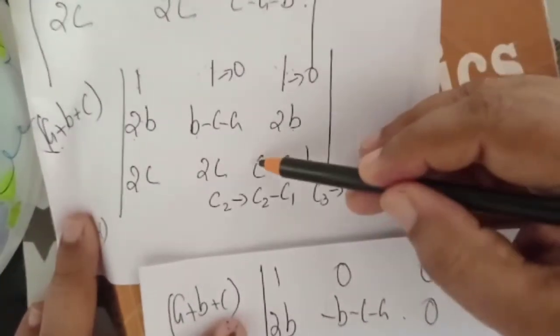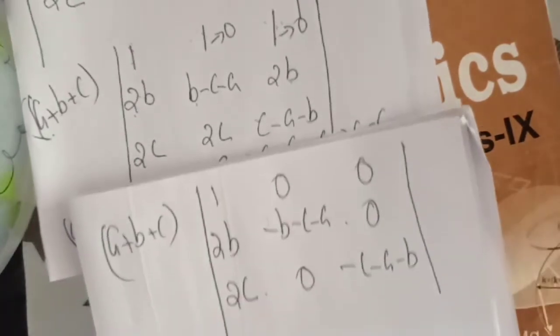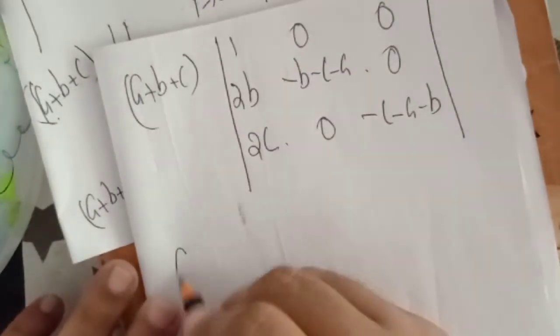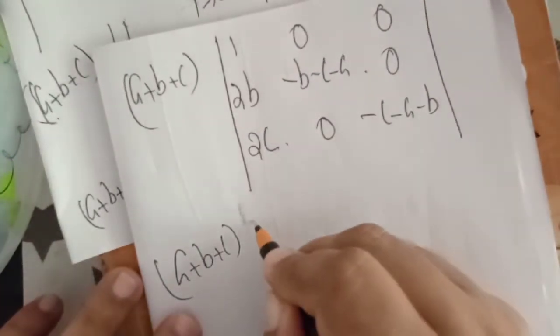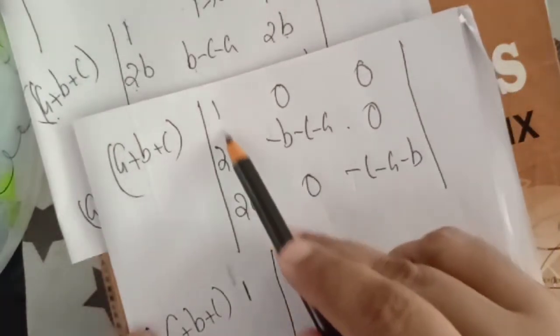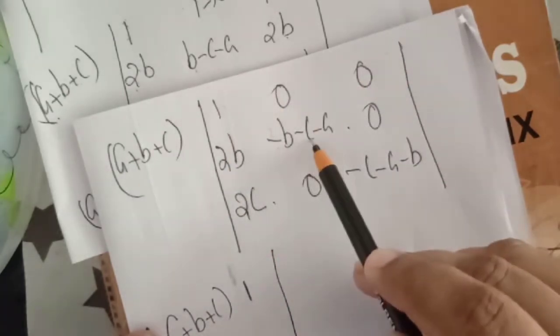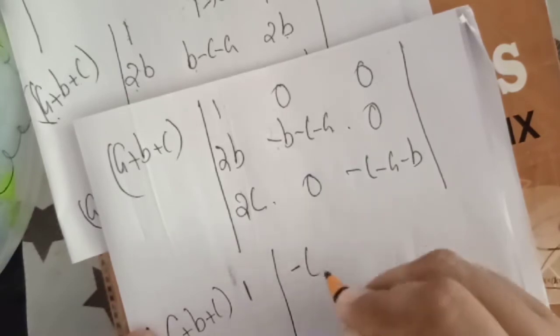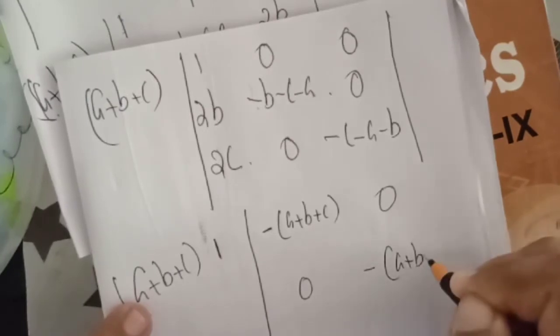0. 2B minus 2B, that is also 0, isn't it? Then the last one, C minus 2C. What is C minus 2C? Minus C minus A minus B. Okay, students? A plus B plus C into 1 into its minor. 1 into its minor means deleting this column and this row: minus B minus C minus A minus C is common. That is A plus B plus C. 0, 0. Minus of A plus B plus C.